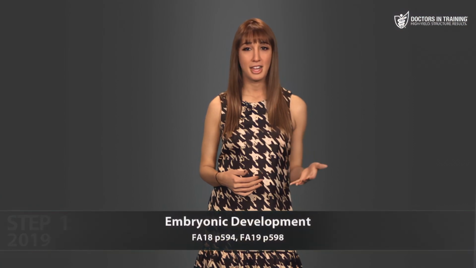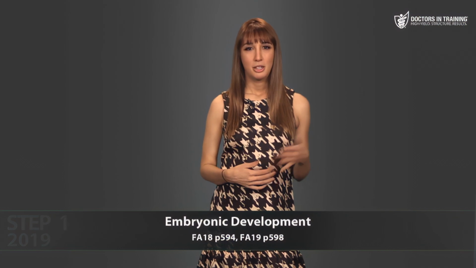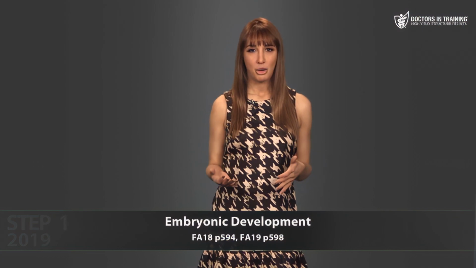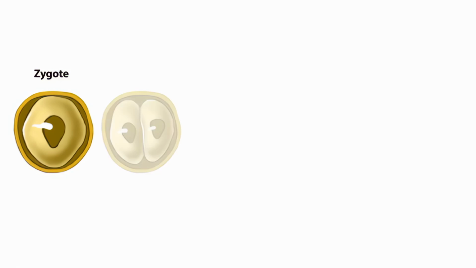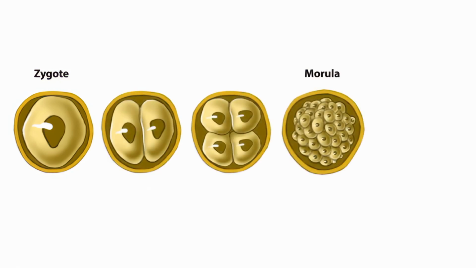We're going to kick off the course with some basic embryology. Let's begin at the beginning, all the way back at conception. A sperm meets an oocyte, and that forms a zygote. The zygote begins to divide, and as more and more cells accumulate, it becomes a morula. Morula comes from the Latin word for mulberry, and the morula kind of resembles a mulberry.